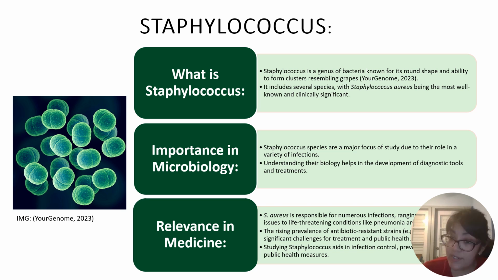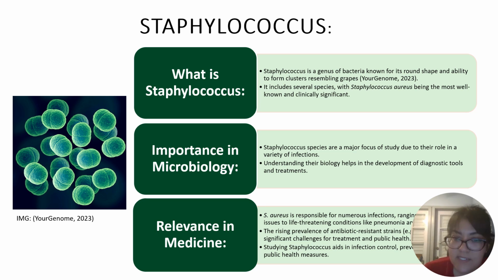Staphylococcus aureus is the most well-known and clinically significant strain of Staphylococcus. What I mean by that is most staph infections are caused by Staphylococcus aureus, and we're going to focus on that today. There is an importance to why we study it in microbiology. Staphylococcus is one of the number one reasons that people get skin infections. Because of such a high number of skin infections, it's really important to understand it, to know what staph infection is capable of and how to overcome it. This helps in the development of diagnostic tools and treatments for patients.